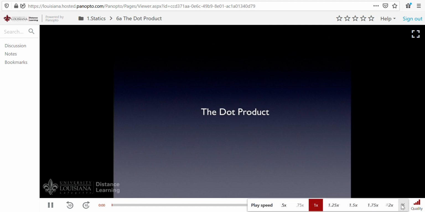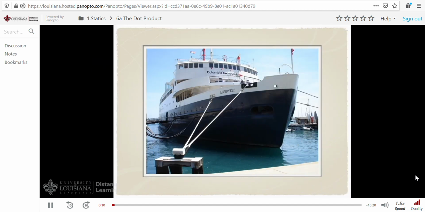In this lesson, we'll discuss a certain vector operation for multiplying two vectors together, and it's called the dot product. Now, in statics, it has two important applications. The two ropes that tie the ship to the harbor can be represented by position vectors, like this and this. And we can determine the angle between these vectors using the dot product.